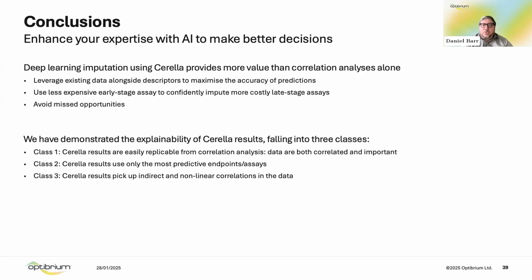And then, of course, in class 3, we saw that Cerella can pick up indirect, nonlinear correlations, relationships that we might miss. We would certainly miss from correlation analysis, and we might even miss from experienced intuition of chemists who have worked on the project. Cerella is able to detect those relationships and present them for us to help us understand better what's happening in our system.